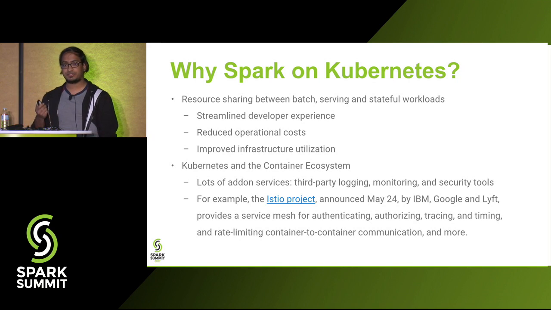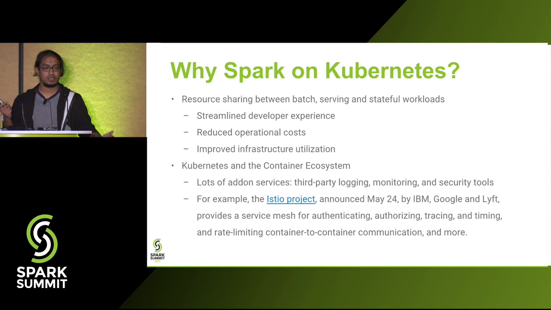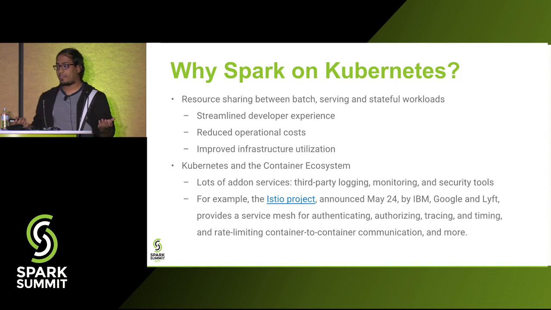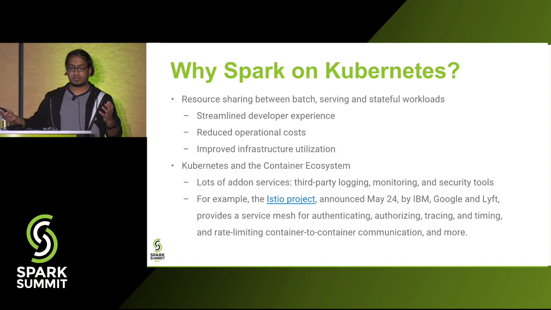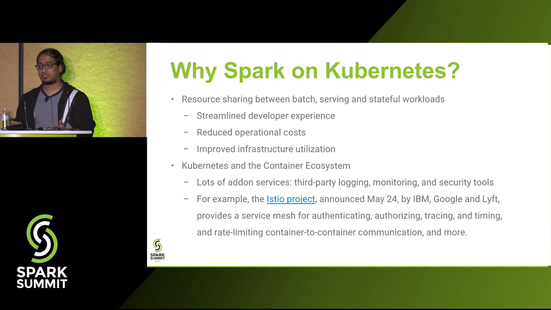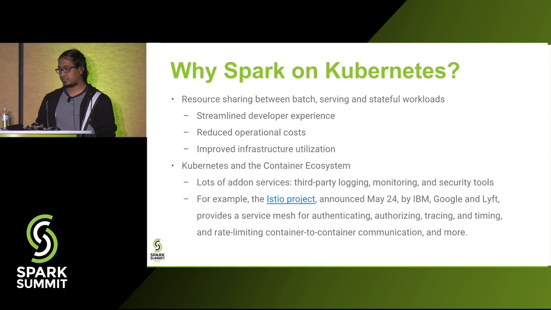A lot of organizations run a lot of workloads on Kubernetes. They run serving and stateful workloads, databases, and so on. And bringing Spark and other data processing workloads onto Kubernetes gives us convergence. It's good for the IT folks because it's less infrastructure to manage. It's good for the developer because it's going to give you a single interface to manage all of your workloads, and your spare cycles can be utilized well, so that's improved infrastructure utilization.